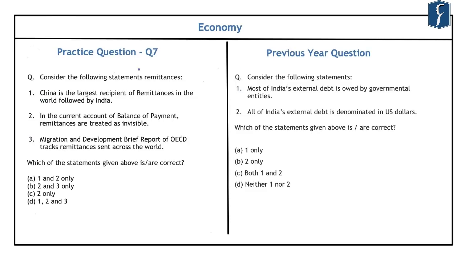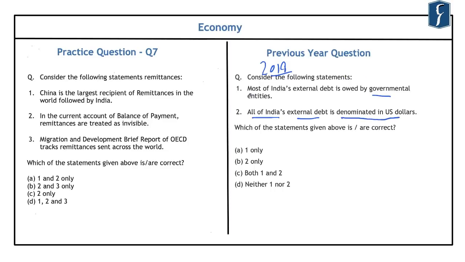Now, the next question is related to the external sector of India. And in this, the balance of payment is one of the important areas in the economy section. So if you look at the previous year questions, you will find that this question was asked in the year 2019. And this question reads, consider the following statements. The first is that most of India's external debt is owed by the governmental entities. And second is that all of India's external debt is denominated in US dollars.